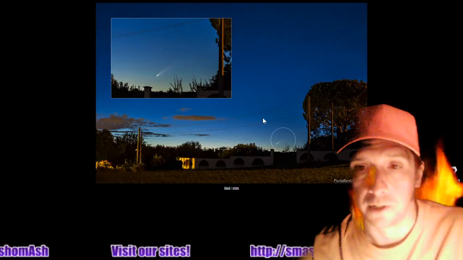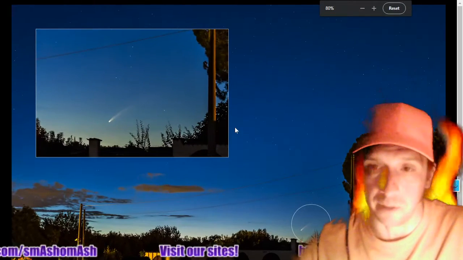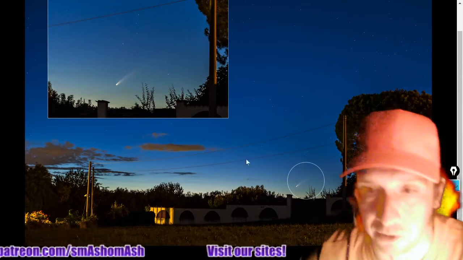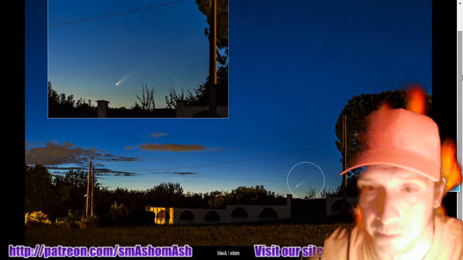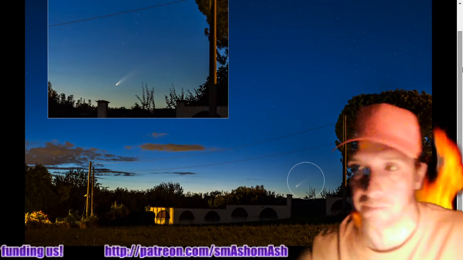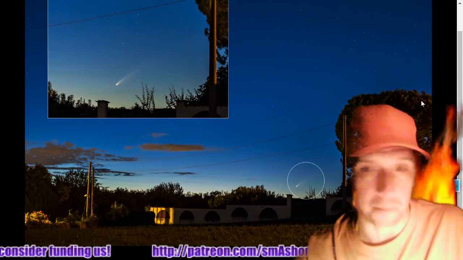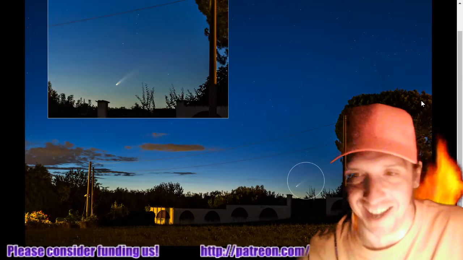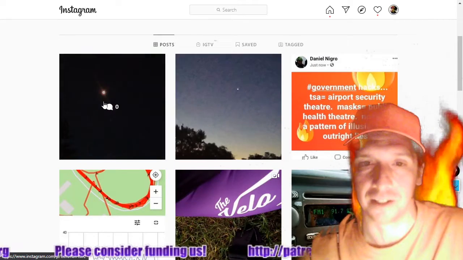So here's a great image of Comet Neowise, and this is why I was out, because I was checking to see if I could see it in the morning. Apparently it's an evening thing. So I'll have to maybe stay up until dark tonight and go see if I can check it out.